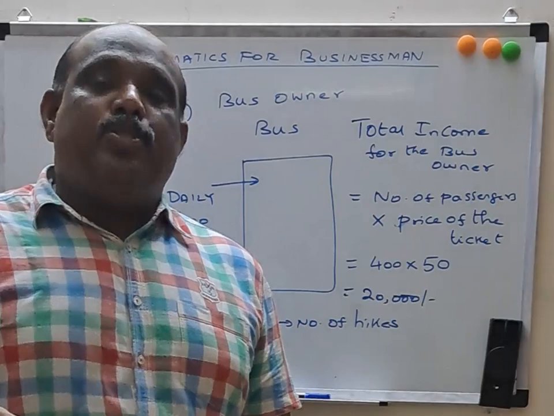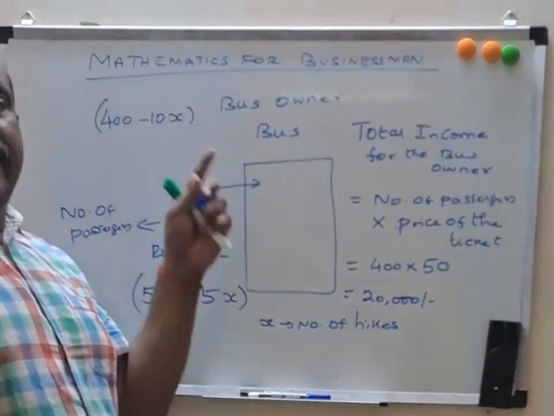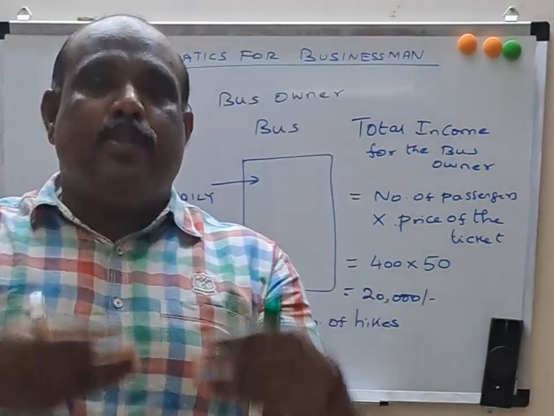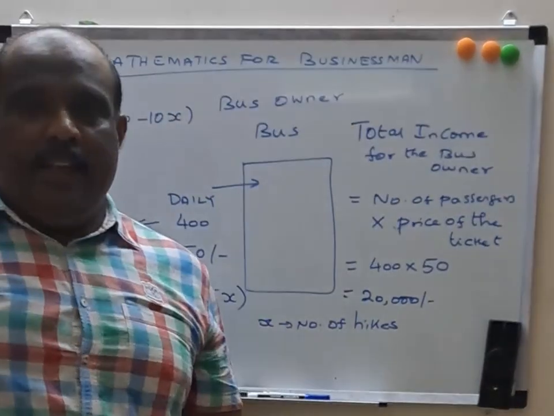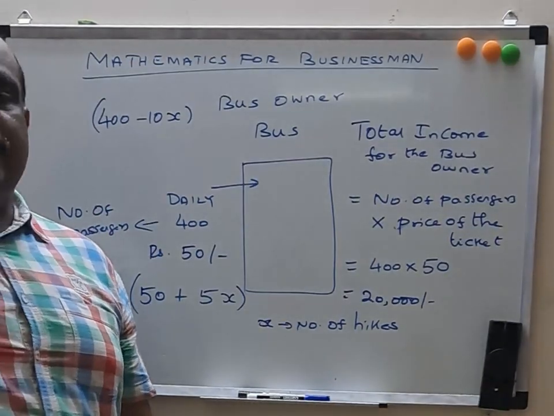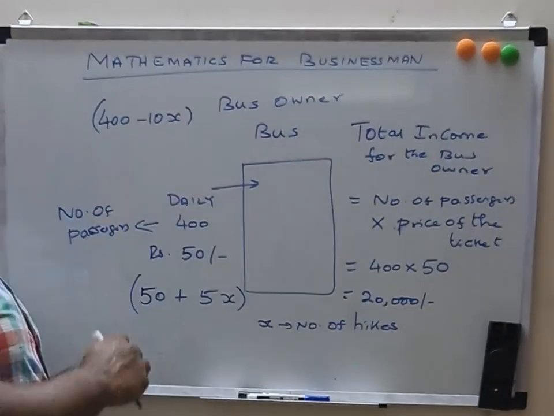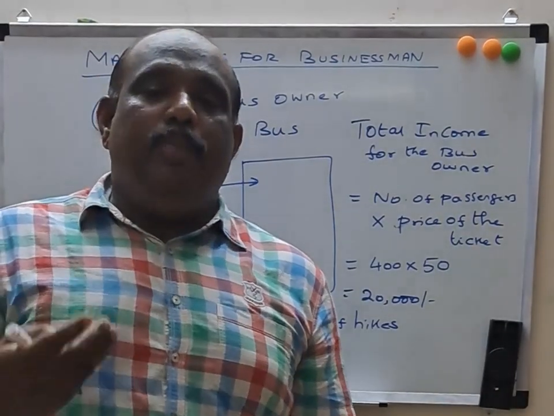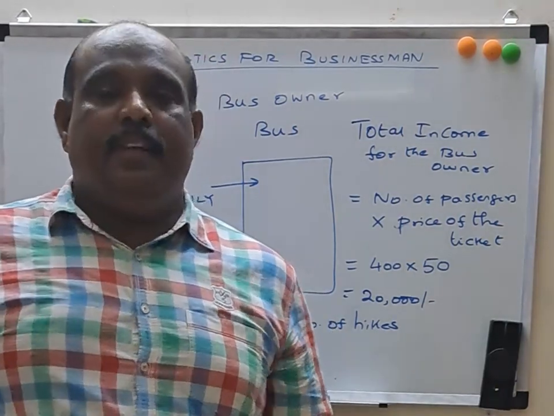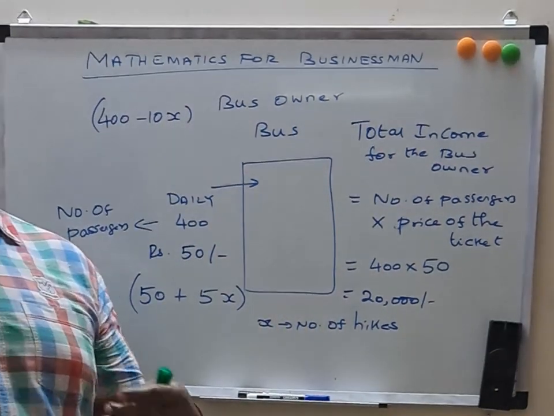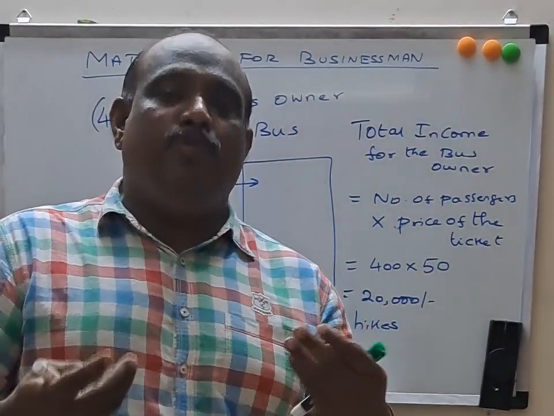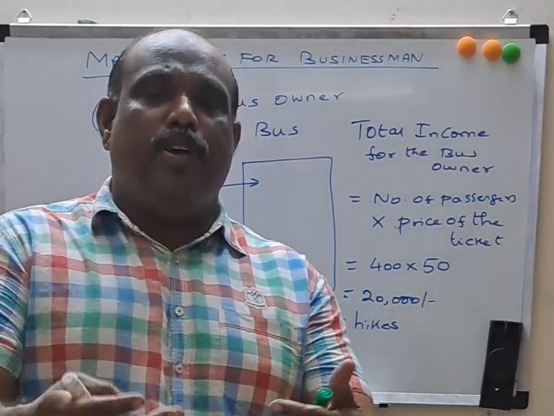If I raise the price twice, then 10 into 2 is 20, and my total number of passengers traveling will be 380. So it will drop. It will reduce, whereas my ticket price will go up. Whenever the ticket price goes up, the number of passengers traveling will decrease. So this also indicates the number of passengers traveling with the number of hikes in the price of the tickets. Now let us help this bus owner to choose how many times he can go for the hike.